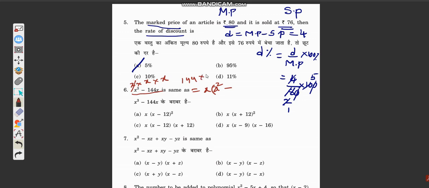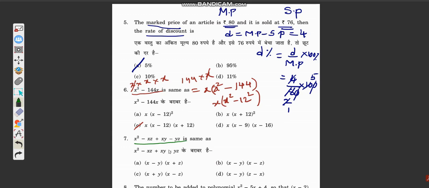144 into x. Here we have taken out the x as a common term. So now what is left over here? 144. We know very well 144 is a perfect square of 12. So x square minus 12 square. It looks like a square minus b square. So x square minus 12 square can be written as x minus 12, x plus 12. So the correct option is option C.